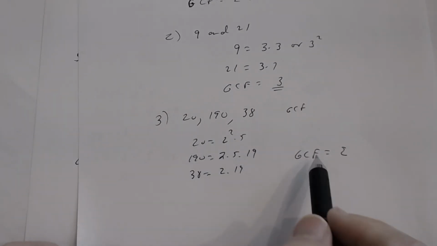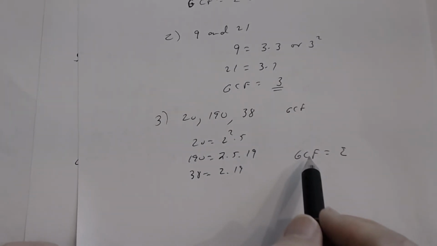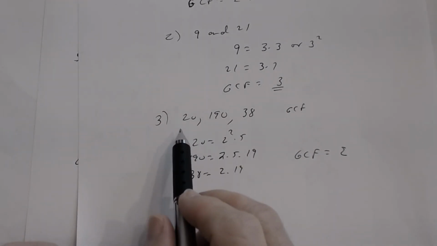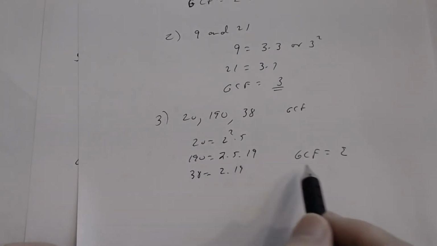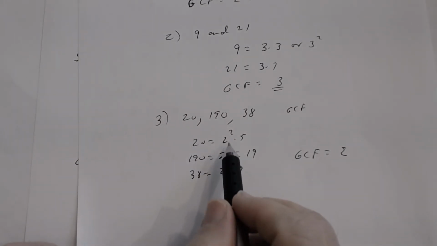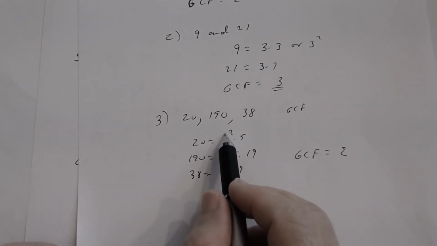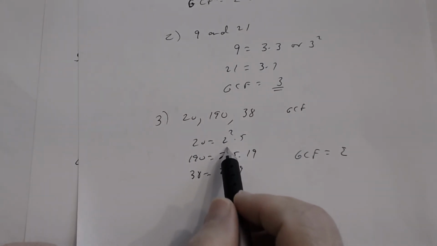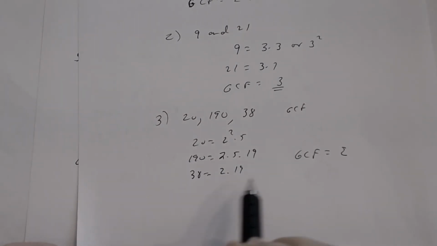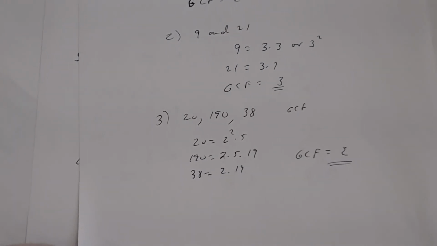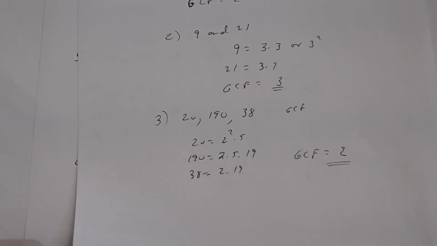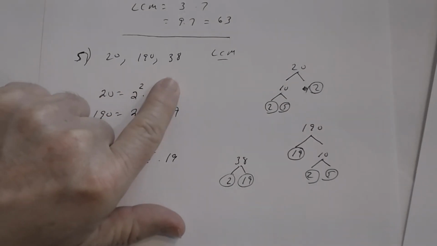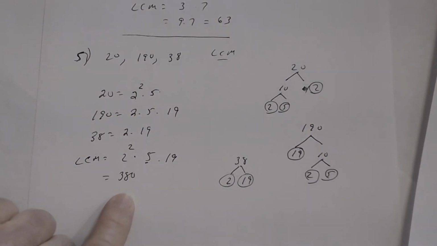Remember, the greatest common factor will be less than or equal to 20. In terms of your exponents, you're going to use the one with the smallest exponent. How many factors of 2 do you have here? 2. Here? 1. Here? 1. So the greatest common factor is 2. Notice the greatest common factor of those three numbers is 2, and the least common multiple of those three numbers is 380.